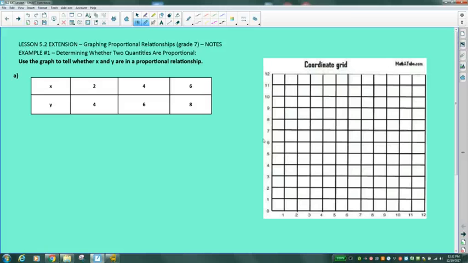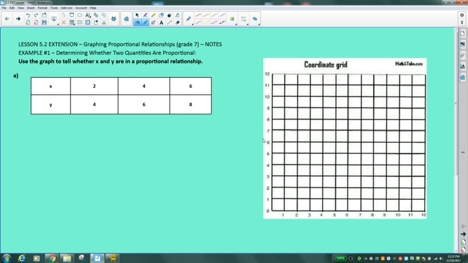Hello, class. So today we're going to be talking about proportional relationships. And we've talked about proportional relationships already in class. And we know that we can determine whether relationships are proportional if they have equal fractions. We could also use cross products because we know there's a cross product property that states the cross products of a proportion are equal. And so if they're equal, then we know they're proportional.